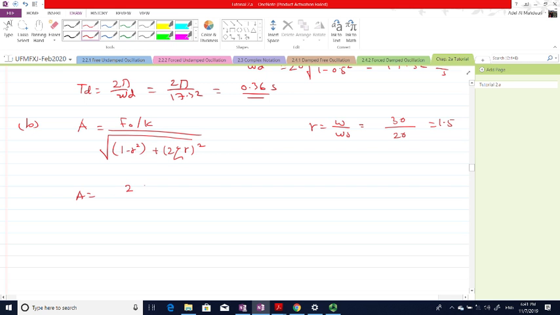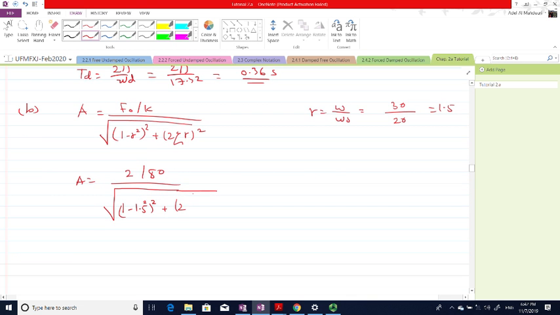F naught is 2, K is 80, divided by the square root of (1 minus 1.5 squared, all squared) plus (2 multiply zeta, which we have determined is 0.5, multiply by R, which is 1.5) all squared. Calculate that one and let me know how much you are going to get.